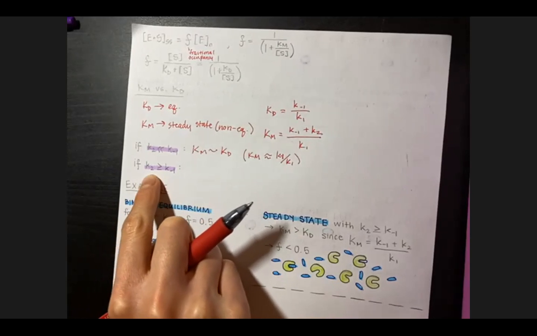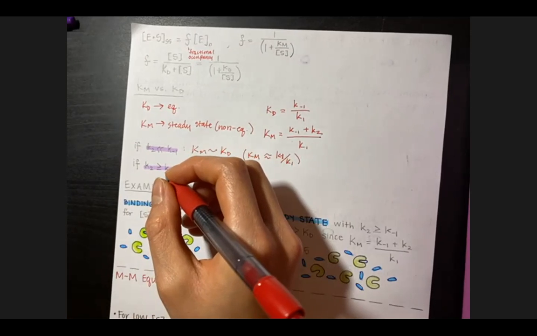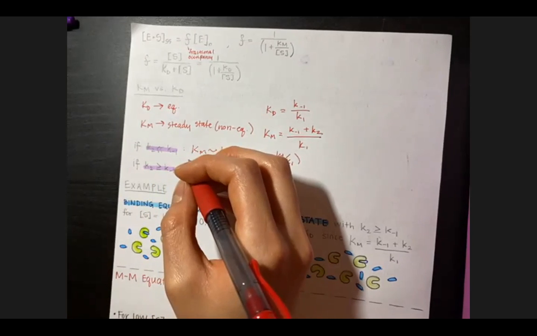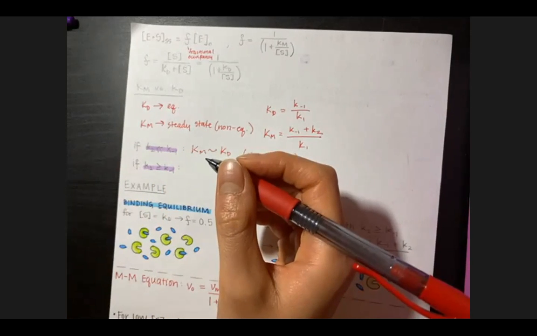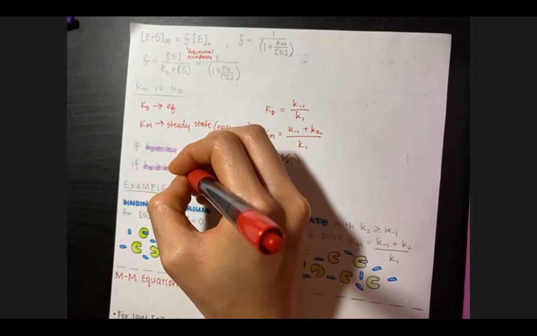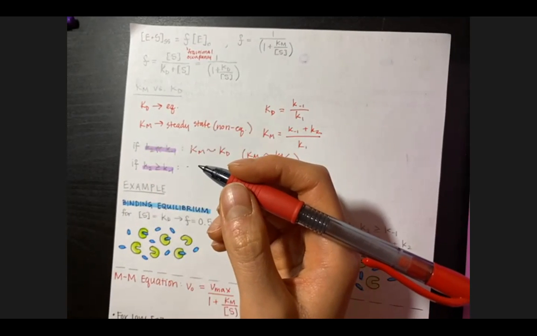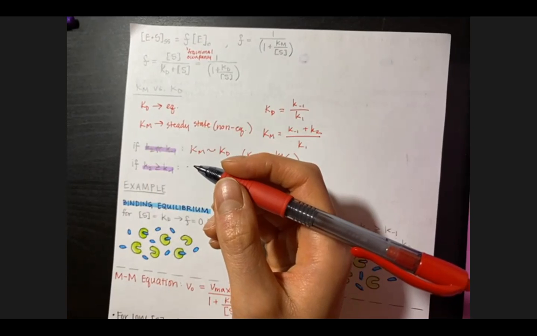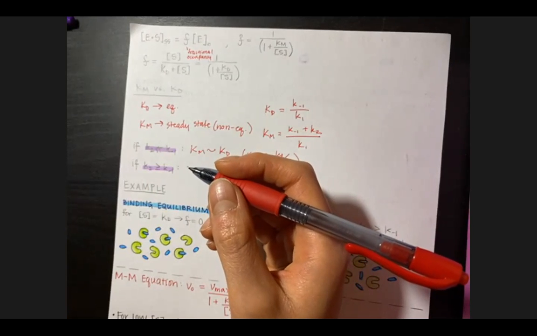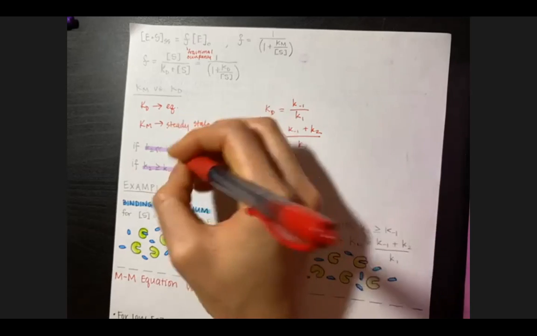And then if k2 is greater than or about equal to k-1, then the substrate is going to be converted to product and released pretty frequently. And so the active site is going to be less occupied. So you could say that it's considered weaker binding.